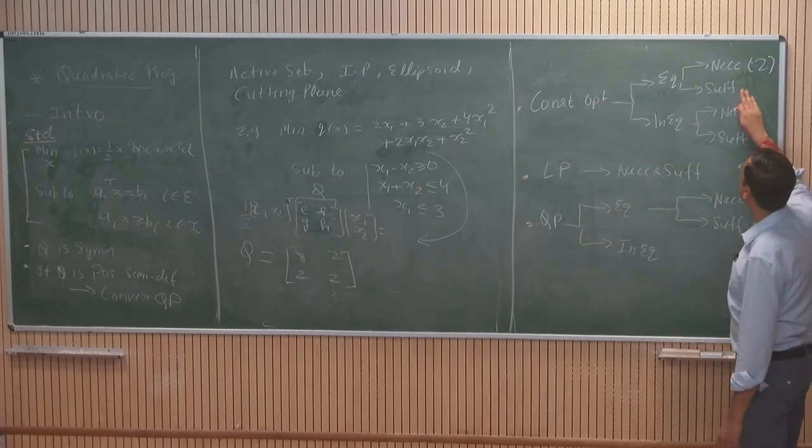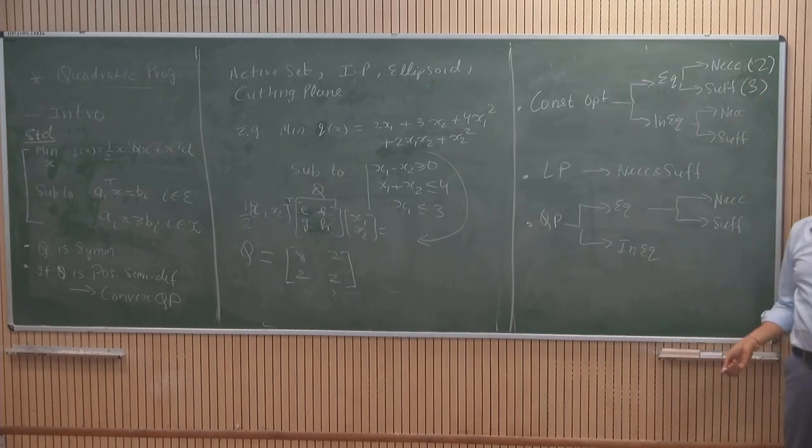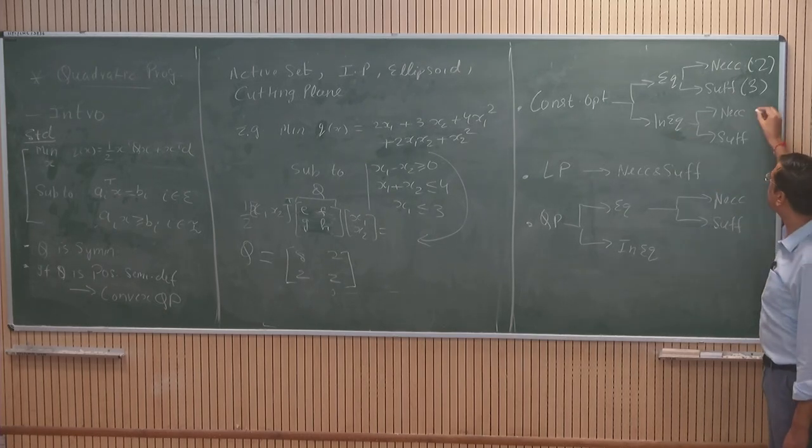Then the sufficiency condition we did, how many were there? 3. We added the third condition, which was the Hessian of the Lagrangian with respect to x is positive semi-definite or positive definite over the null space of the Jacobian of constraints, correct? When we went to general inequality, how many necessary conditions did we have?